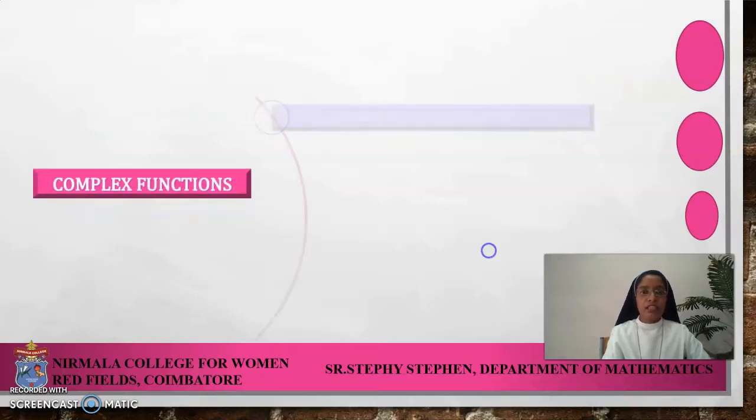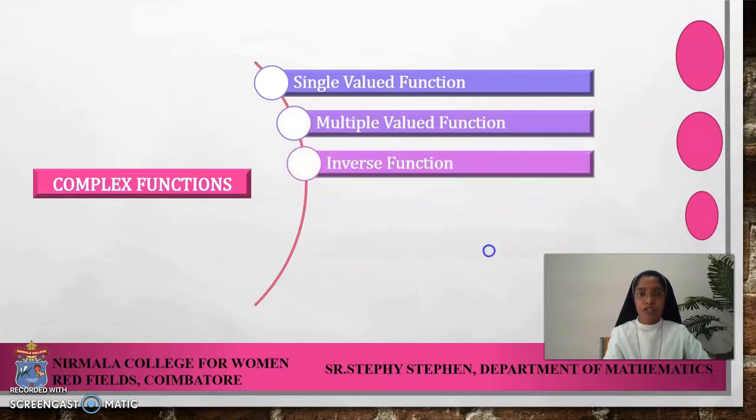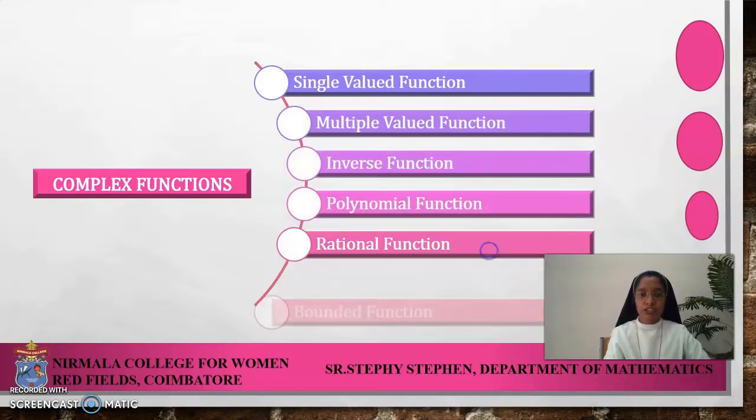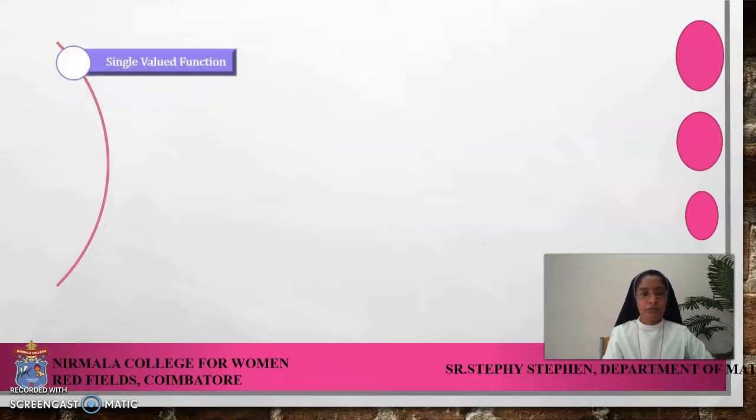Now we can define single valued function, multiple valued function, inverse function, polynomial function, rational function and bounded function in terms of a complex function, that is, in the complex field. So let us see this one by one. What is a single valued function? A function which gives only one value when the function is defined on that particular set is called a single valued function.